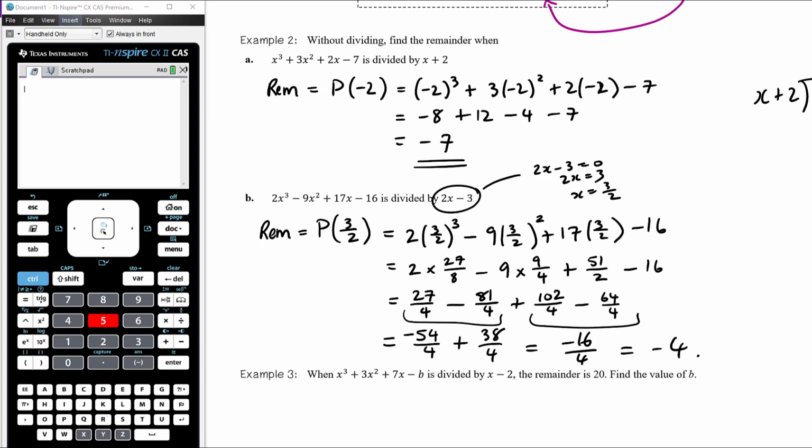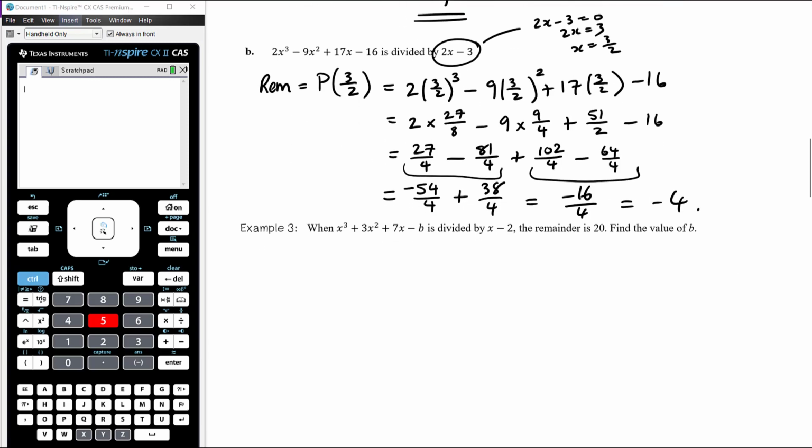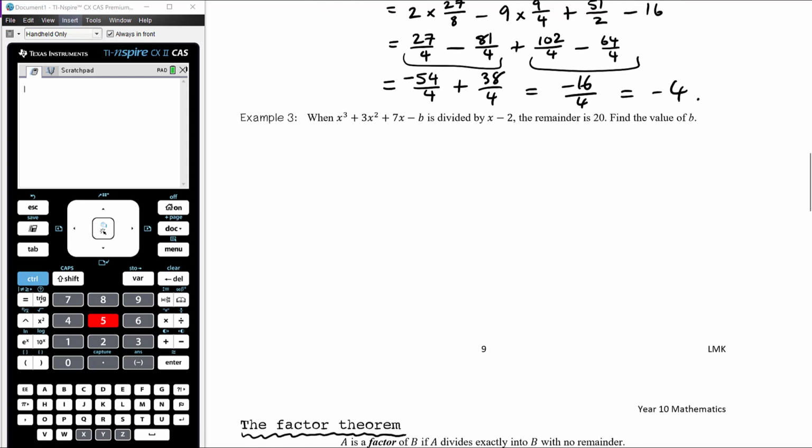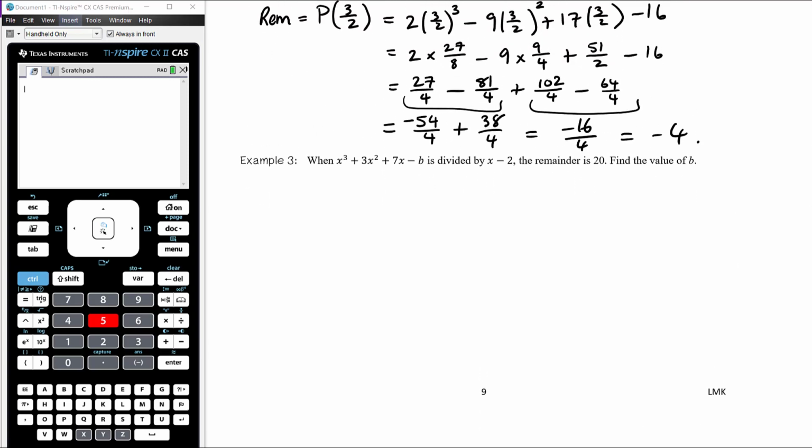Okay, so the remainder, when we divide the polynomial by 2x minus 3, is equal to negative 4. Okay, this is the kind of problem we might see to test our understanding of the remainder theorem. So when x cubed plus 3x squared plus 7x minus b is divided by x minus 2, the remainder is 20. Find the value of b.